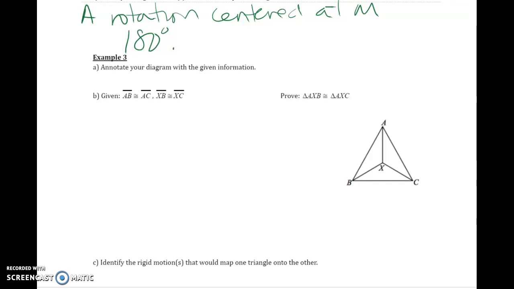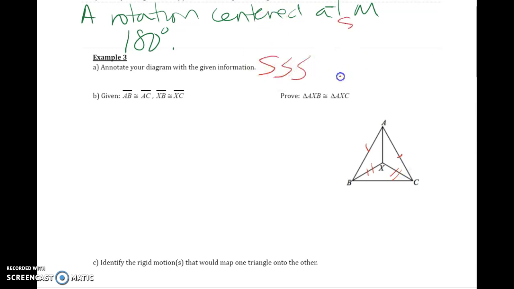Unit 4, Lesson 3, Example 3, two-column proof. So annotate your diagram with the given information, so we'll start with that. AB is congruent to AC. XB is congruent to XC. And let's write our methods down.